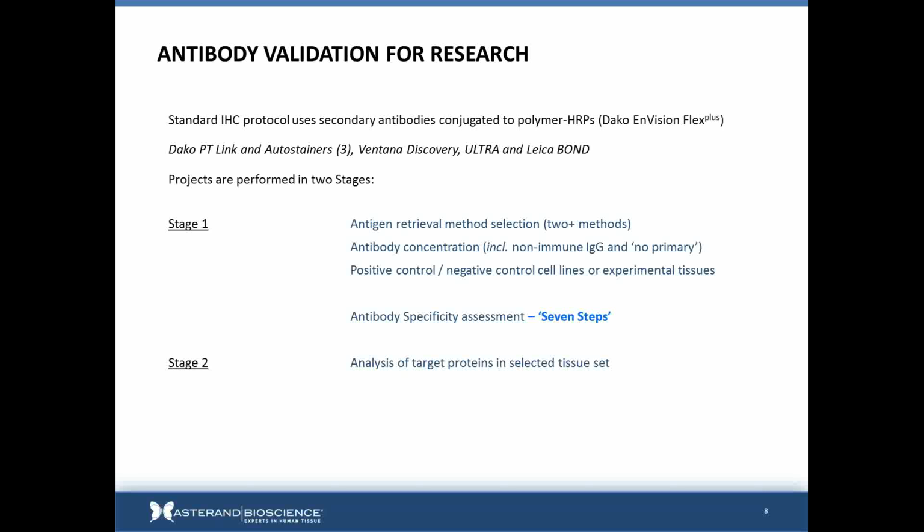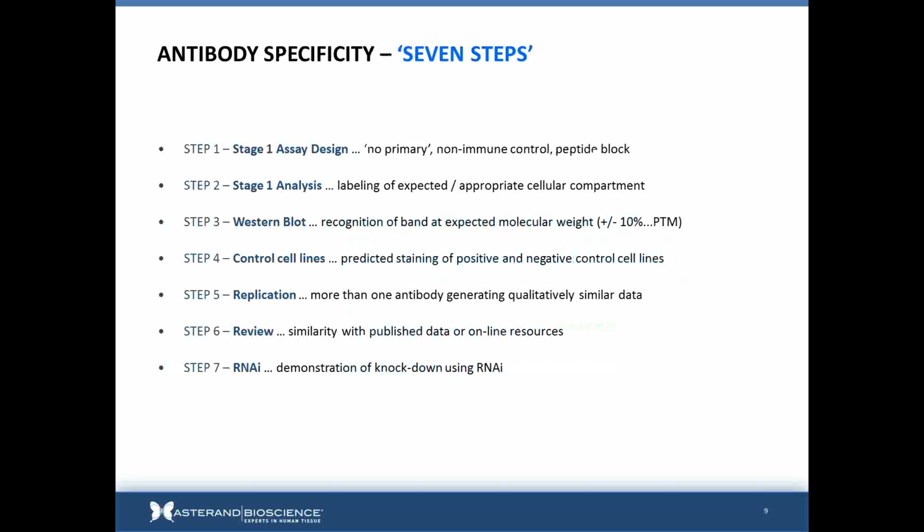So we've semi-formalized our IHC assay validation process using the term 7 steps. We'll be looking at the practical application of these steps in subsequent parts of the webinar, but to cover them briefly, step 1 relates to the assay design and the inclusion of the most rigorous and appropriate negative controls. Step 2 looks at the data. Are we seeing specific staining in the expected cells and the expected cellular compartments?